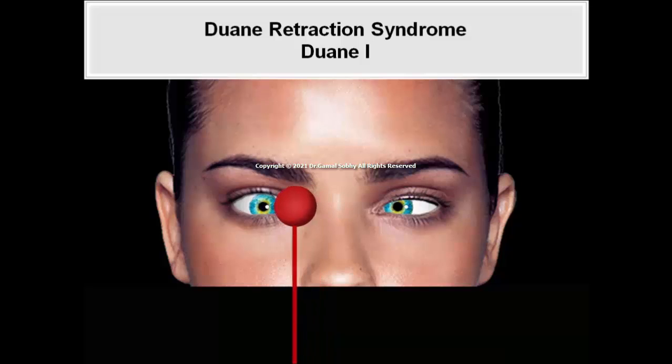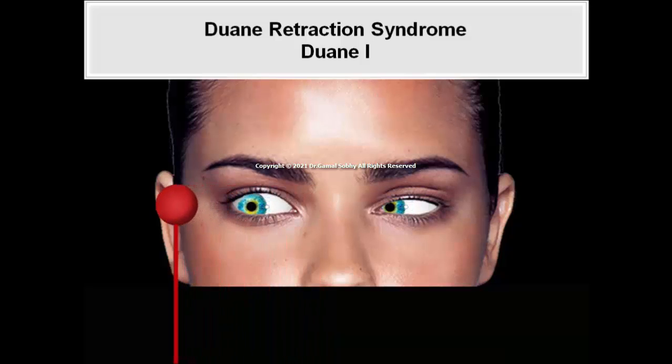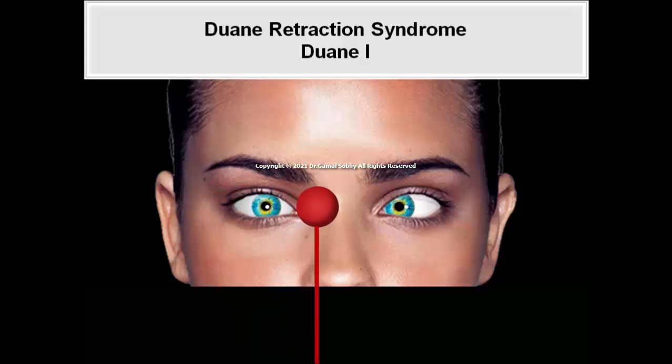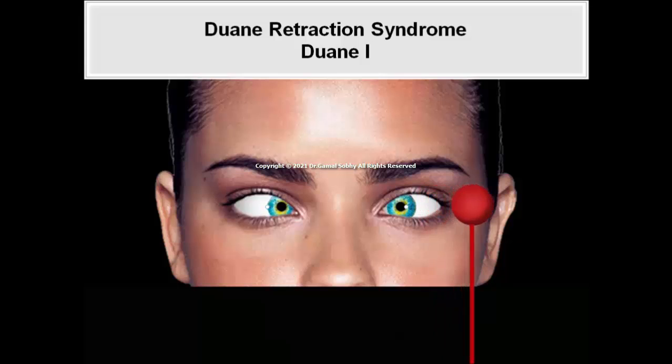Duane retraction syndrome. Duane 1 is characterized by narrowing of the palpebral fissure and retraction of the globe on attempted adduction, esotropia or orthotropia, limitation of abduction, normal adduction, and frequently associated with upshoot and downshoot of the adducted eye.